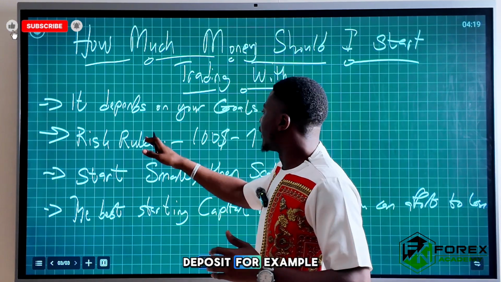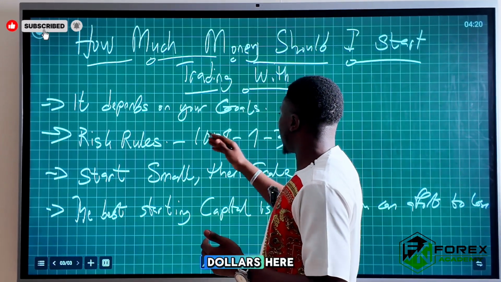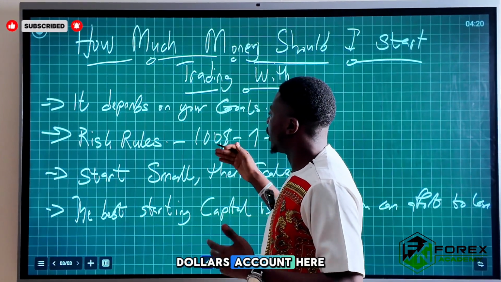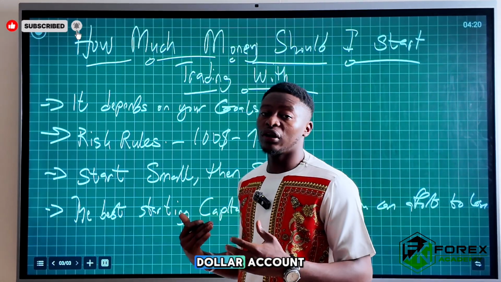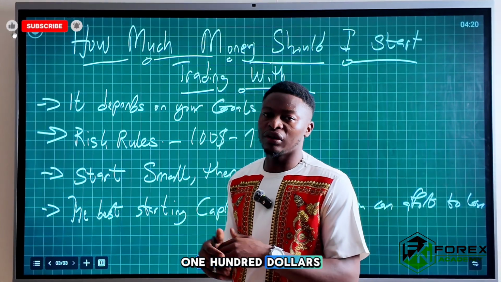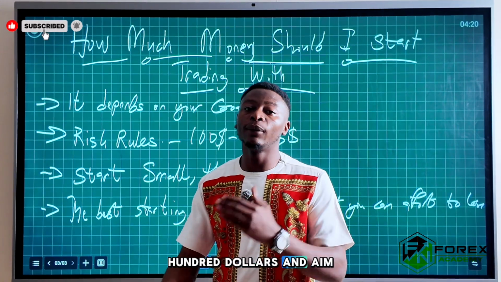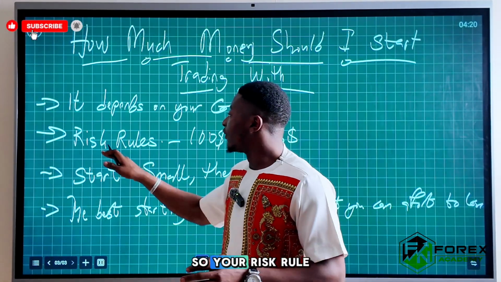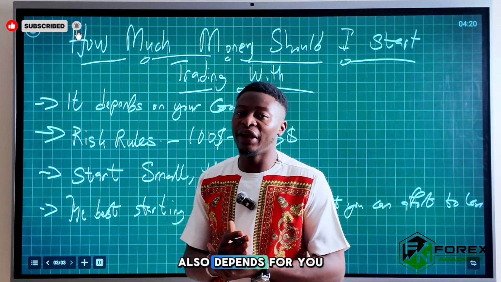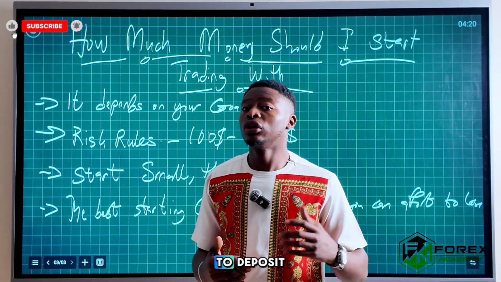So depending on your risk entry rules, you need to also determine how much you want to deposit. For example, on a $10,000 account, you can risk maybe 1%. On a $10,000 account, 1% will be $100. So you'll be risking $100 and aim to gain $300. Now it makes sense, right? So your risk rule also helps you decide how much you want to deposit.